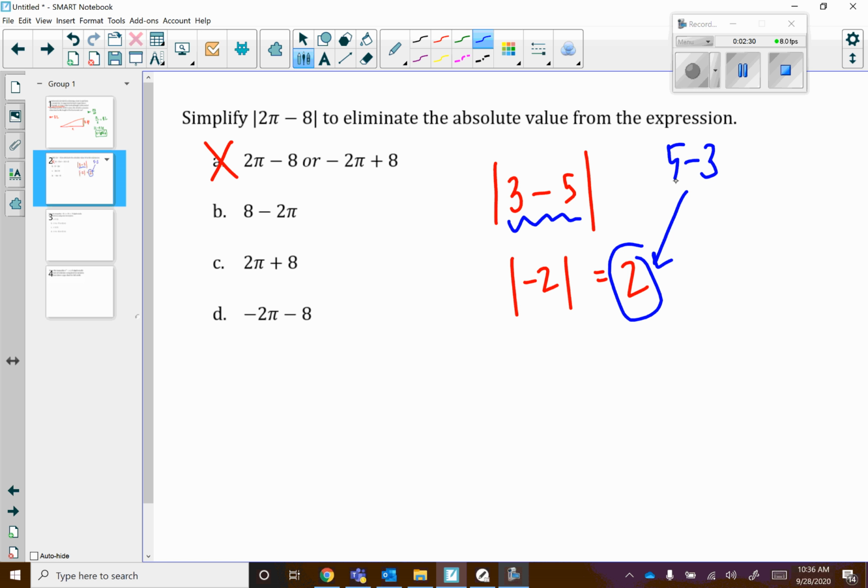So in this example, 2π minus 8 is going to give us a negative number. Specifically, I think it's like negative 1.7 or something. And in order to get a positive version, all we are going to do is reorder those values. So instead of 2π minus 8, we're going to say 8 minus 2π. We get the same answer, the positive version, but without the absolute value symbols.